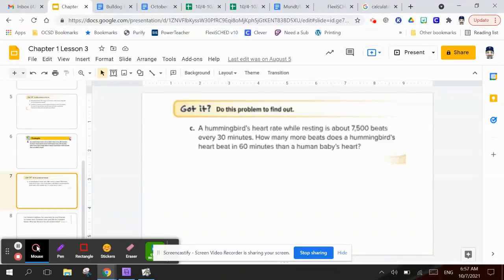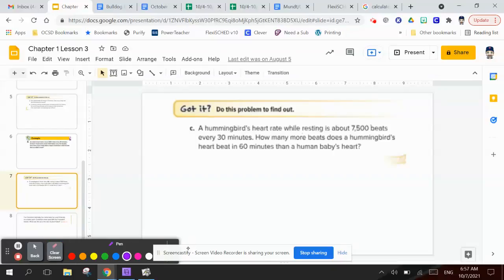So we look at letter C, got it on problem C. It says a hummingbird's heart rate while resting is about 7,500 beats every 30 minutes. How many more beats does a hummingbird's heart beat in 60 minutes than a human heart, baby's heart? So we're going to use our last answer from the last one to help with the hummingbird.